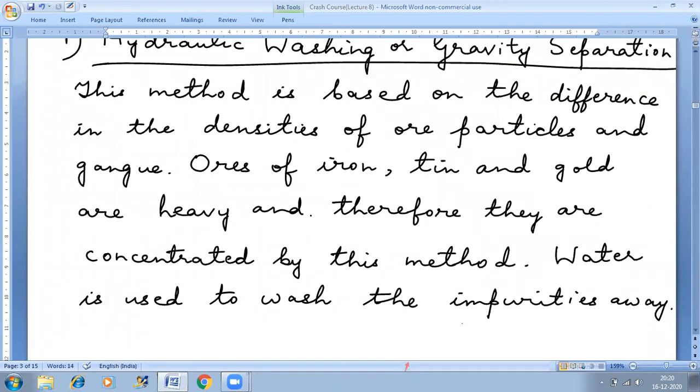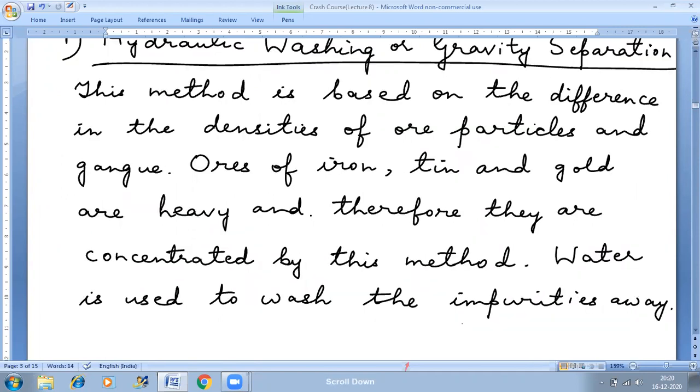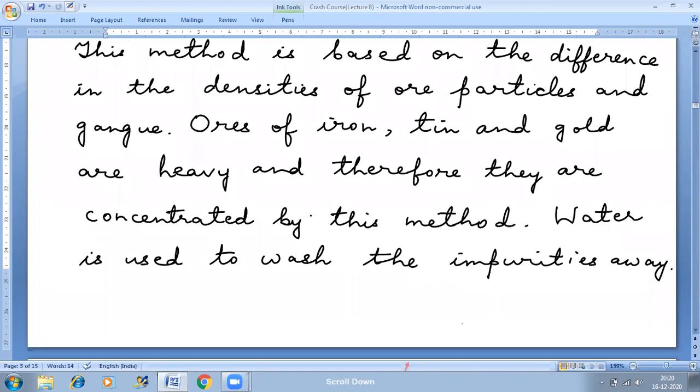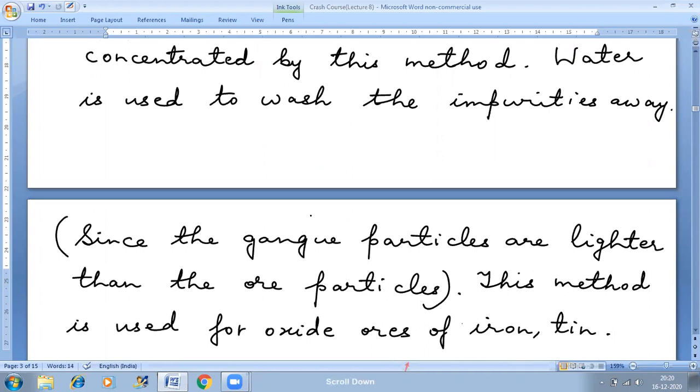So water is used in this process. The word hydraulic indicates the use of water. Water is used to wash the impurities away, that means to wash the gangue away. The gangue particles are lighter than the ore particles, and so the gangue particles will be easily washed away by the water which has been sprayed. The water will take along with itself all the impurities, and in this way the ore particles will be isolated from the impurities.